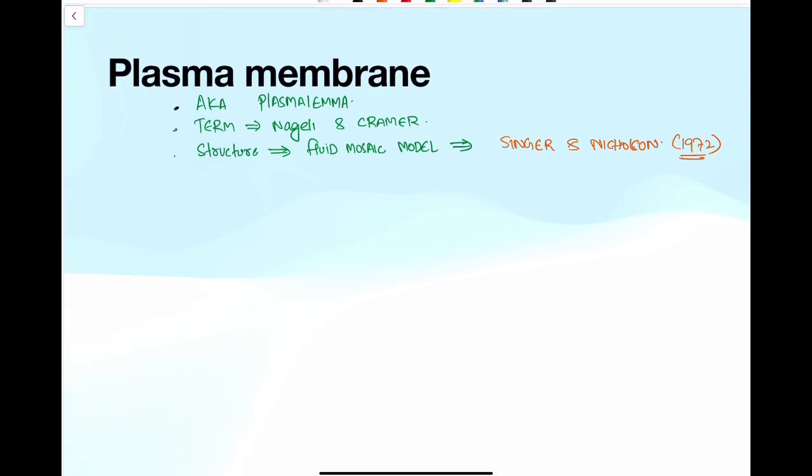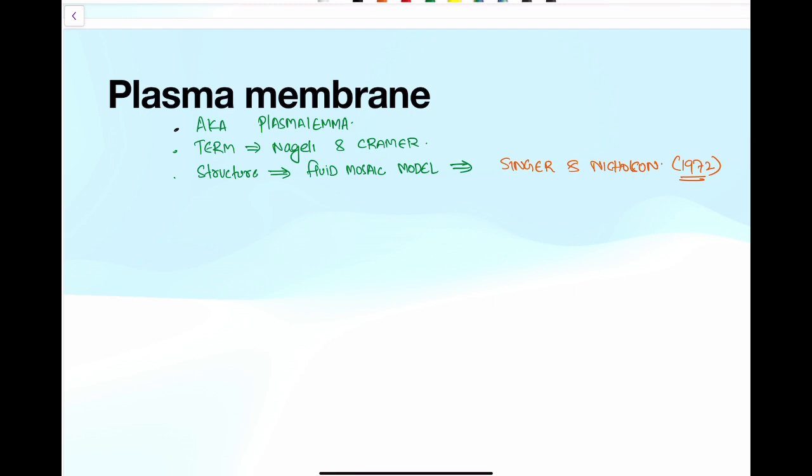What is the first question that you can be asked? The first question is the composition. What is it made up of? Composition. Number one, it contains lipids. Number two, it contains proteins. Number three, it contains carbohydrates and also water.